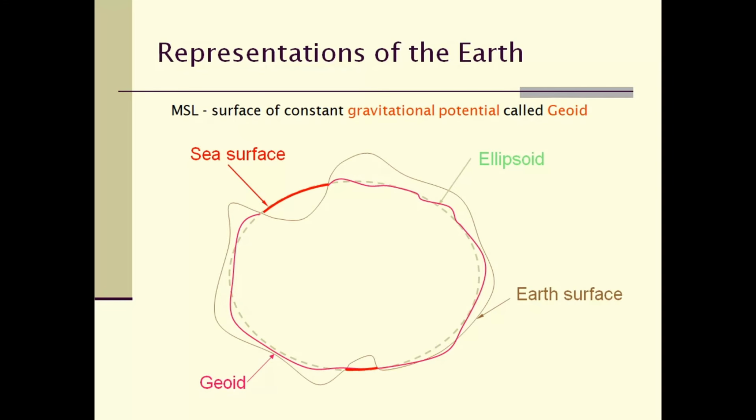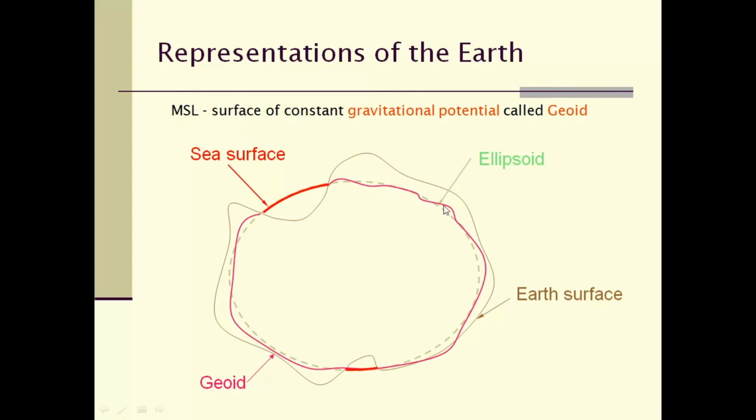Now, how is Earth actually represented? I think I have mentioned these terms in my first PPT also. The whole Earth surface is very irregular. You see, this is the Earth surface. So first, the scientists developed a geoid. A geoid is nothing but a surface of constant gravitational potential. Here your G value is constant. Okay, this is your geoid.